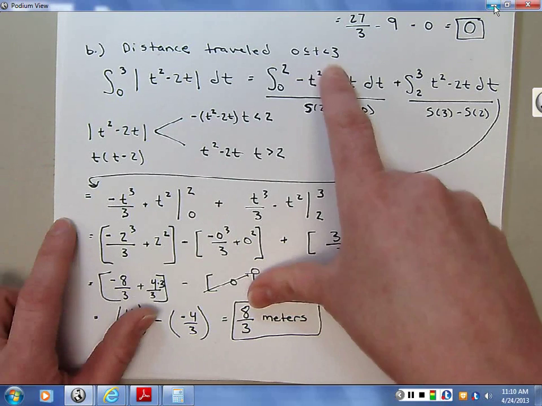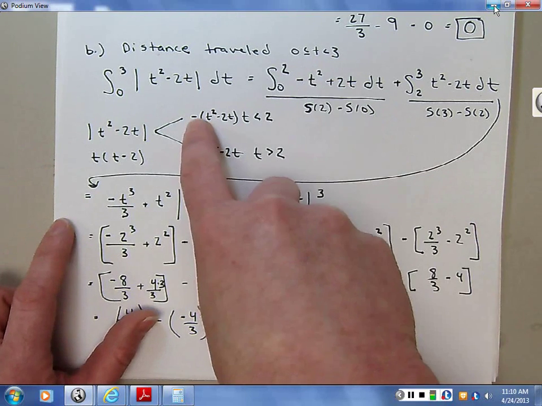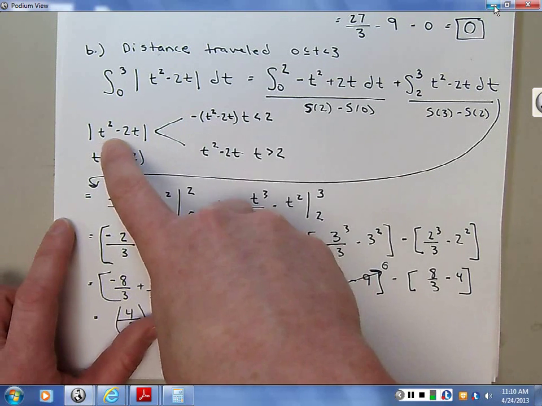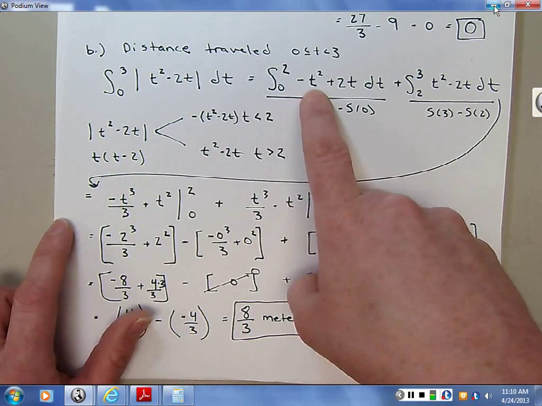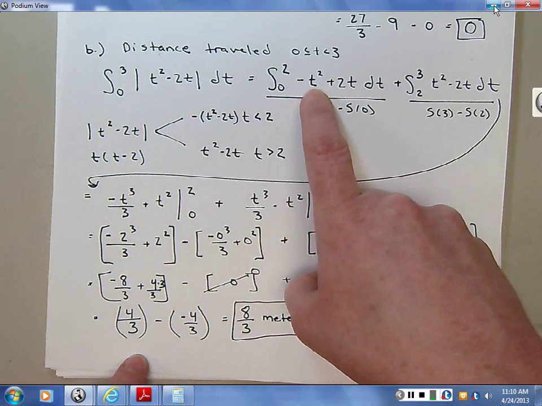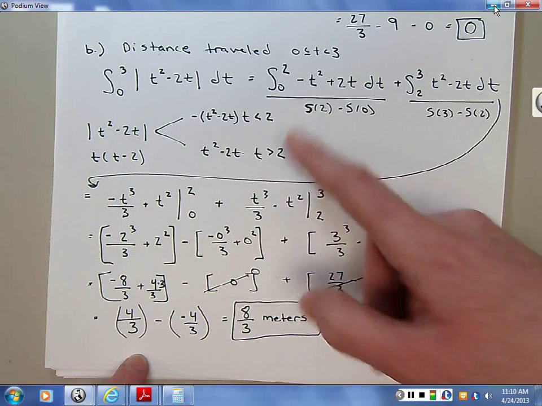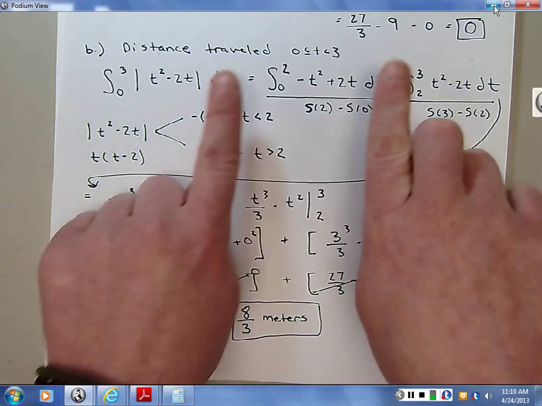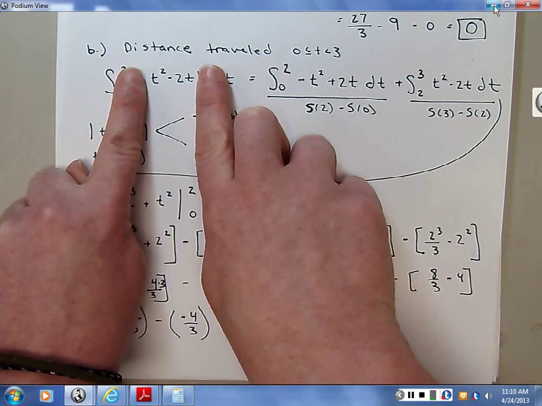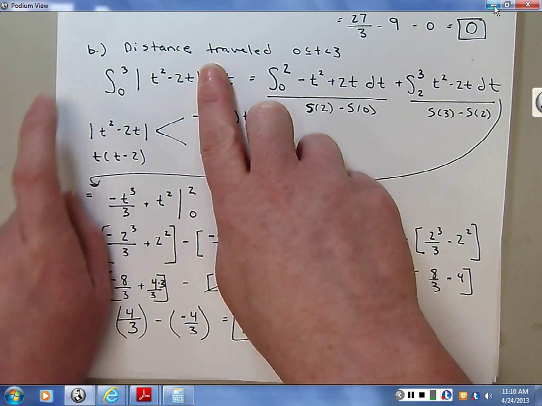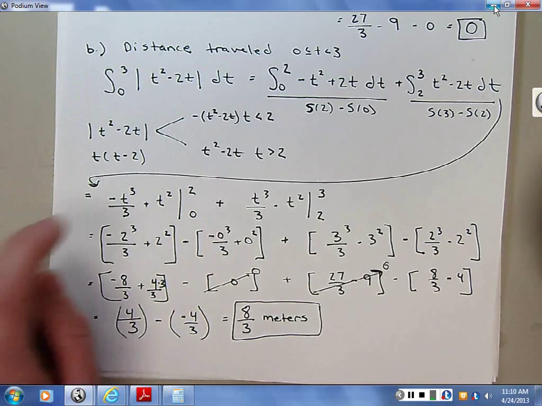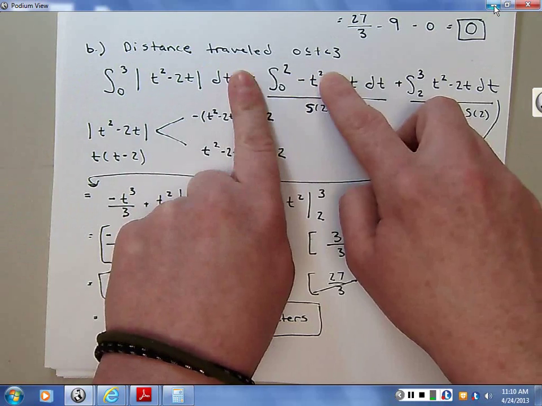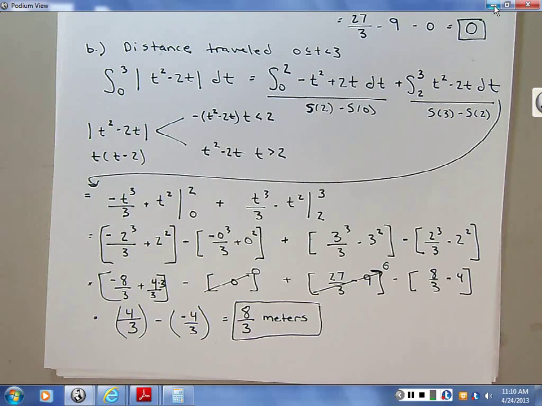Right? So if I find this area and I don't make it positive, if I integrate t squared minus 2t from 0 to 2, I'm going to get a negative 4/3. But if I want the absolute value of that, that's really positive 4/3. But you can't just drop the absolute value on the whole interval from 0 to 3. You could pull the negative out front and deal with that later. And when you get the negative integral, then pull the negative through and say, oh, well, it's really positive though, because I'm looking at the absolute value.